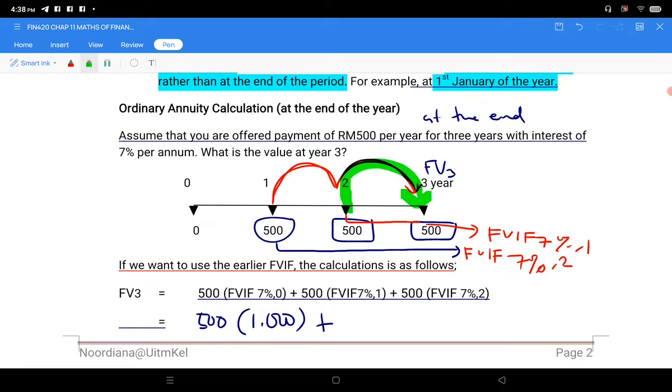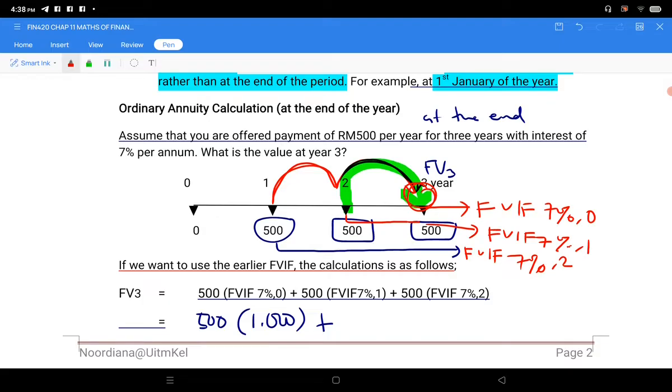Okay. Dan untuk tahun ketiga, dia akan jadi kosong, FVIF 7% 0. Okay. Yang tahun ketiga itu sendirilah. Sebab tu dia akan jadi macam ni.